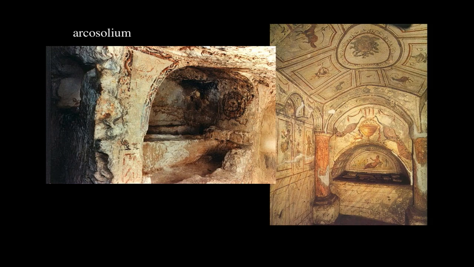And then below the arch, there would be this sarcophagus, again carved out of the rock. When someone died, their body would be placed in the sarcophagus, and then there would be a stone slab that would be put over it. This combination of stone slab and arch is where we get the compound word arcosolium.